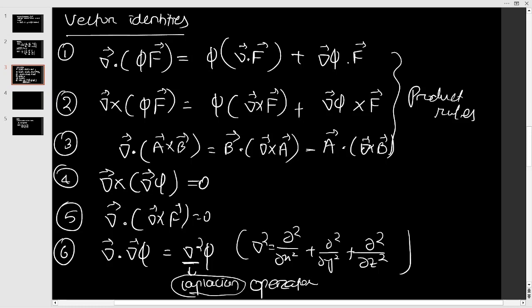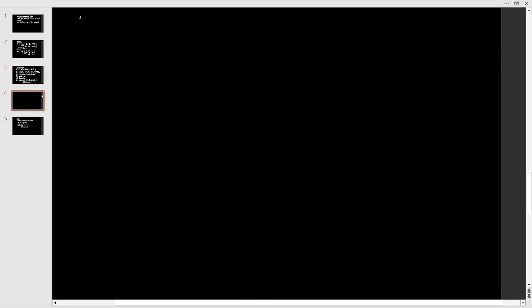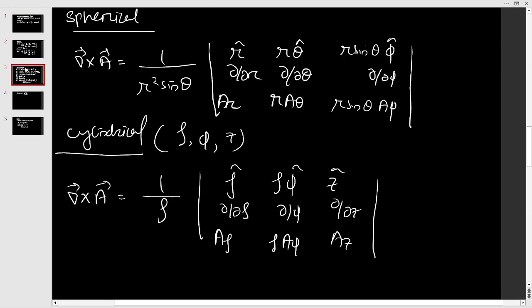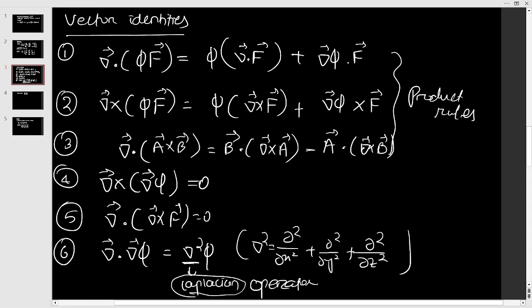Hope you all are clear up to this. Next, I have some problems for you. I recommend you solve the exercises of H.K. Das. This book is by a very famous author, H.K. Das. You need to solve the exercises. I have covered all the formulas required for this. These are the vector identities you will need in order to solve the problems. So solve the questions.